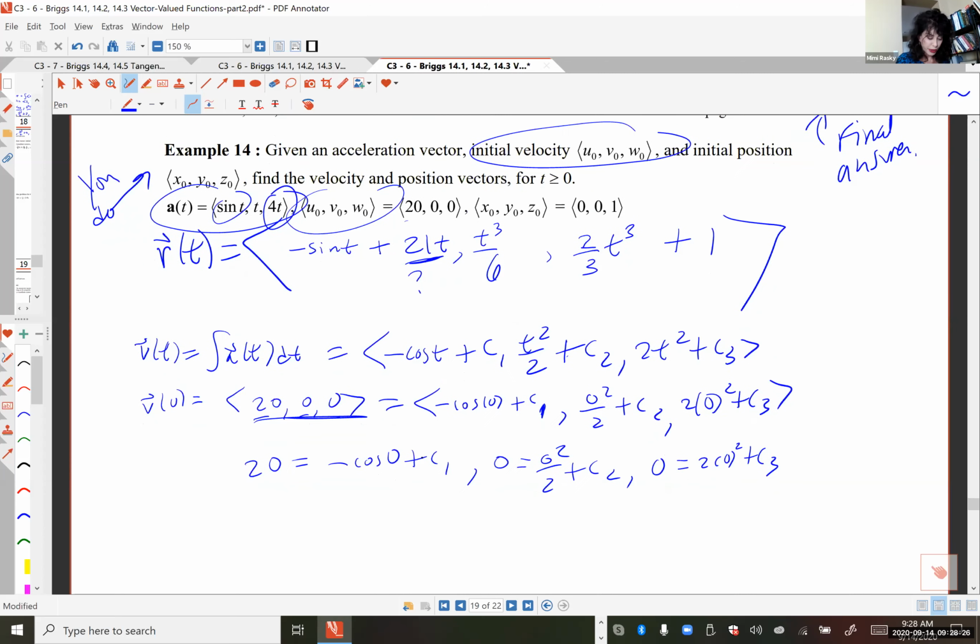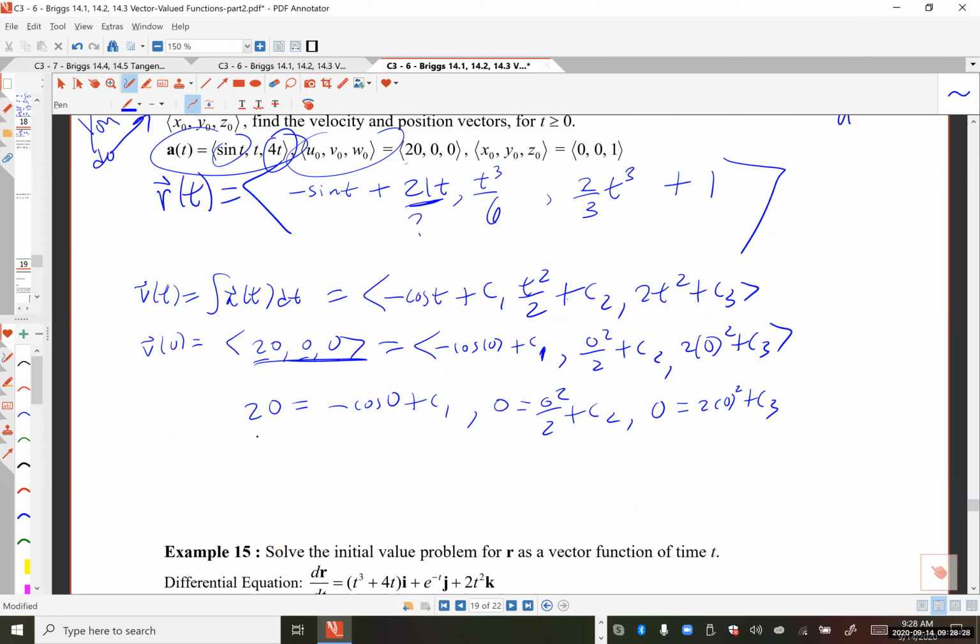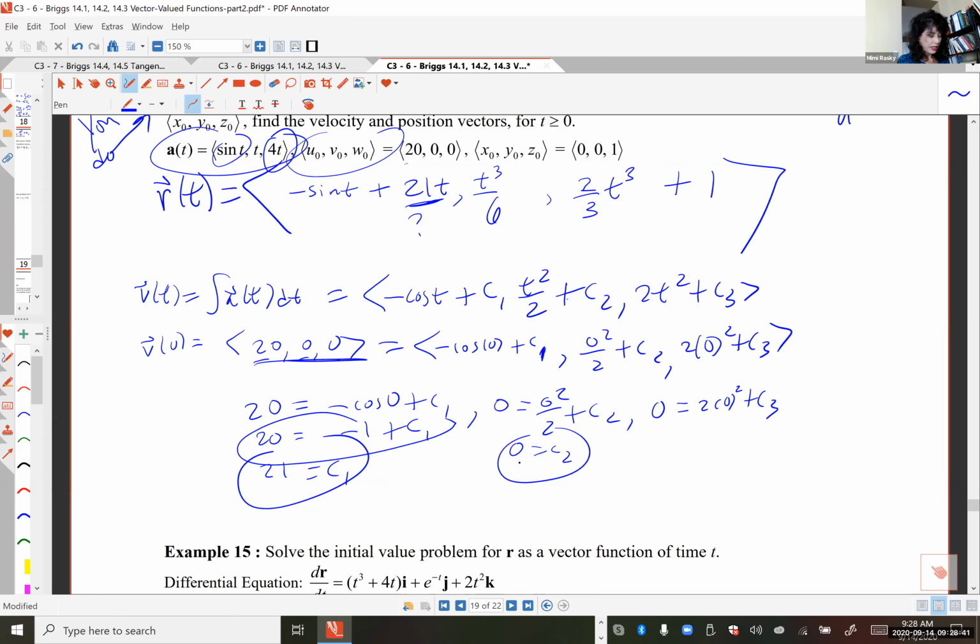David, can you see what I'm doing? Yes. The 1 from the cosine is added to the 20. Right. So you see here that when you add 1 to both sides, you will get a 21 for C1. And then here it looks like you're going to get C2 is 0. And here it looks like C3 is 0 also. So your velocity vector had better look like this: minus cos plus 21, t squared over 2, 2t squared, right? And then you'll integrate that to get your position vector.